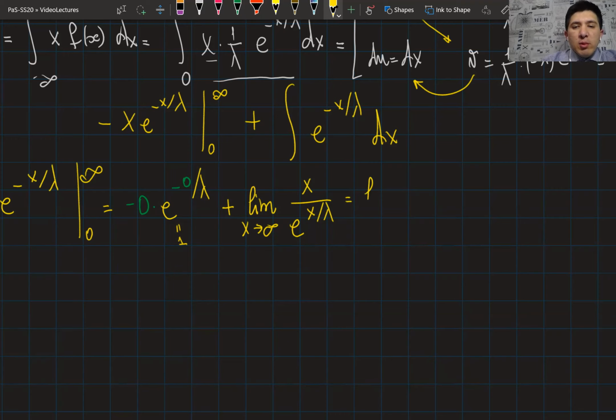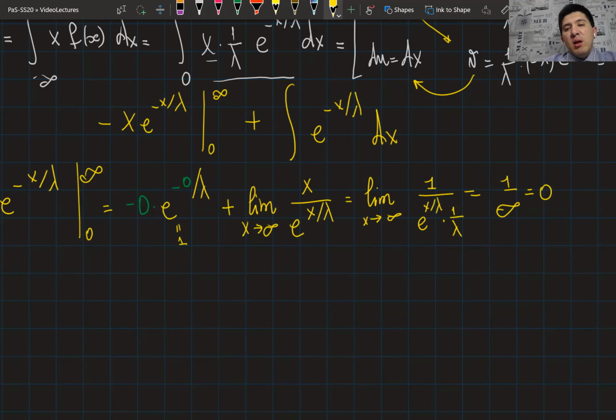L'Hopital's rule tells you that this limit is equal to the derivative of both parts of this fraction. So I take the derivative of x with respect to x, which is 1, and divide it by the derivative of e to the power of x over lambda, which is e to the power of x over lambda multiplied by 1 over lambda. Now it is equal to 1 over infinity, which is 0, because if you substitute infinity for x, you get infinity in the denominator. So we have just shown that this is equal to 0.